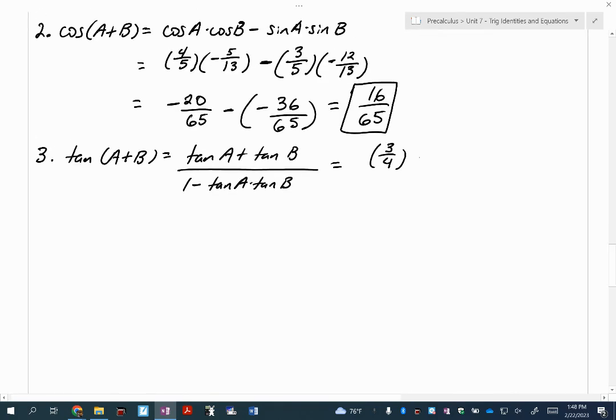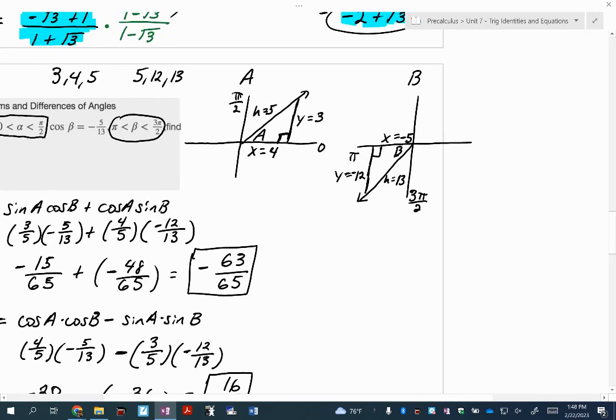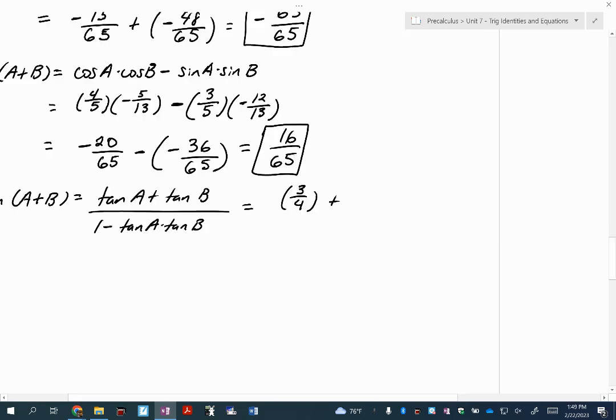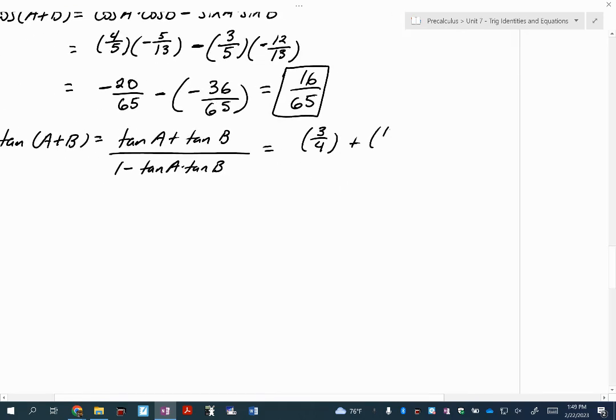based on our triangle, plus the tangent of angle B, which is actually going to be a positive because we're in the third quadrant, right? All students take T for tangent. The opposite side of that is going to be negative 12 over the adjacent side of negative 5 is positive 12/5. All right, so over 1 minus 3/4 times 12/5.